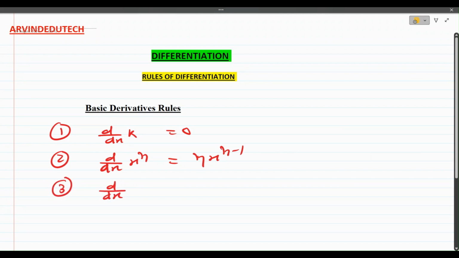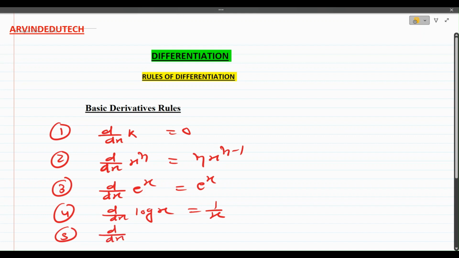Differentiation of e to the power x is e to the power of x. Differentiation of log x is 1 over x. Differentiation of a to the power of x is a to the power of x log e a.